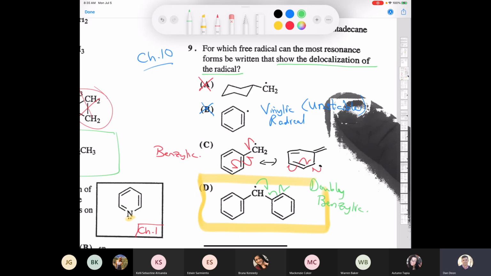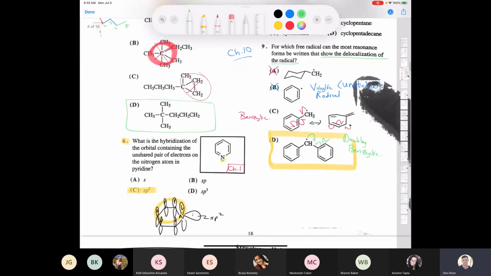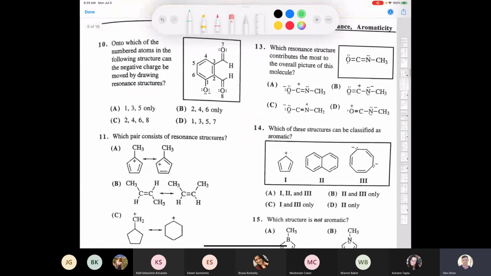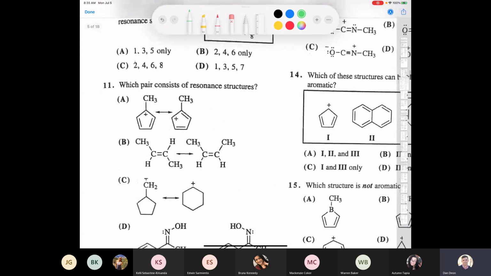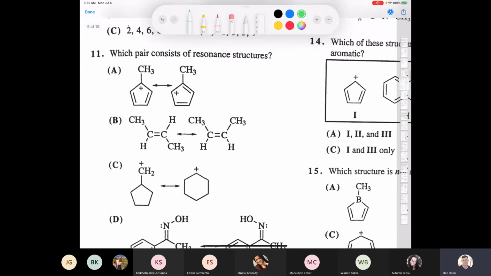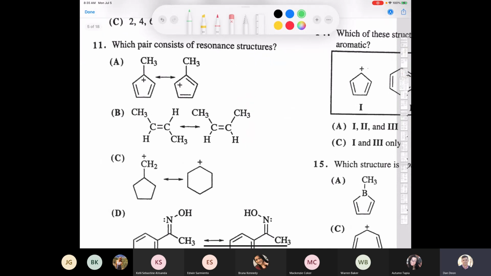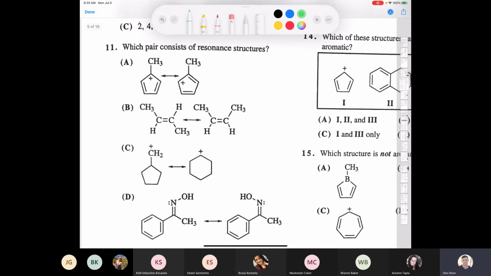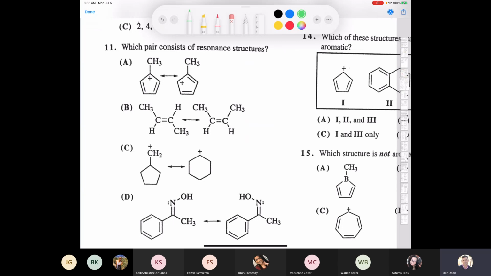So question 11 deals with resonance. Let me find it here. Question 11, here we go. Which pair consists of resonance structures? Let me get the whole thing on here. Okay, we're looking for resonance structures. Remember in chapter 2, we spent a lot of time talking about resonance structures. We spent a great deal of time in that chapter just practicing our resonance structures. And of course, I know you've all gotten even better at it throughout the course of the semester. No doubt in my mind about that.